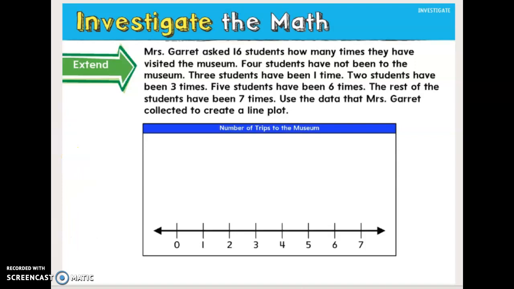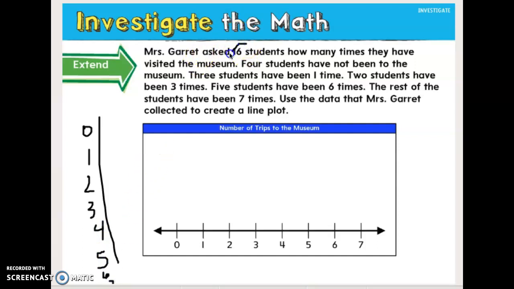after I get my writing tool. So it said, so we need to have 0. These are the times that they've gone, or how many students have gone that many times. 1 time, 2 times, 3 times, 4 times, 5 times, 6 times, and way down there, 7 times.